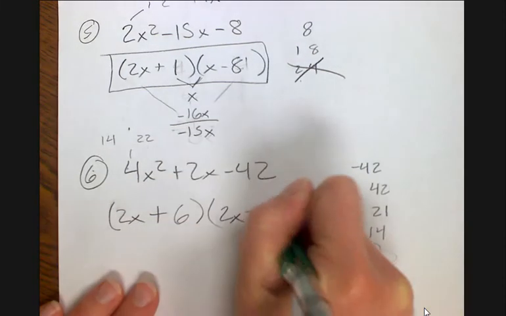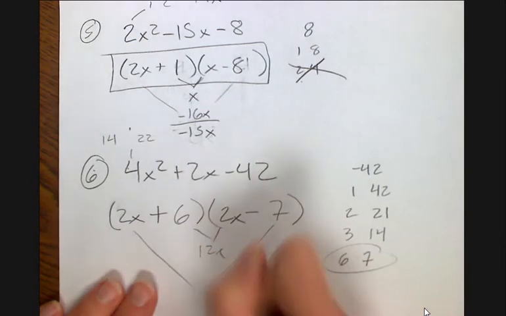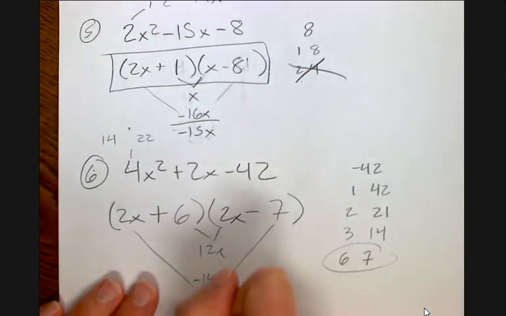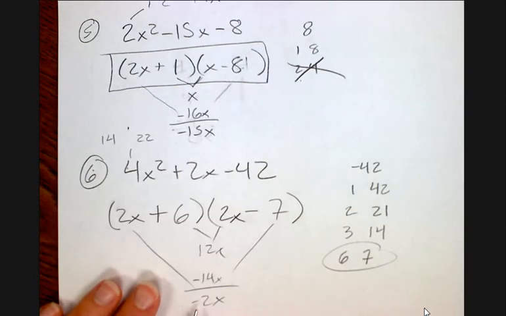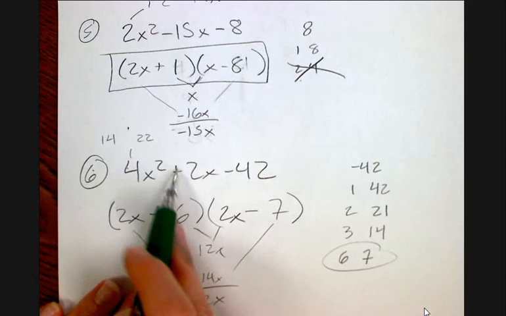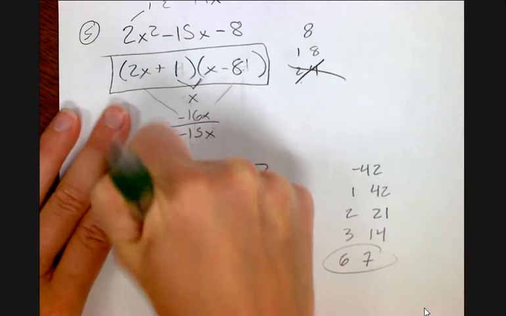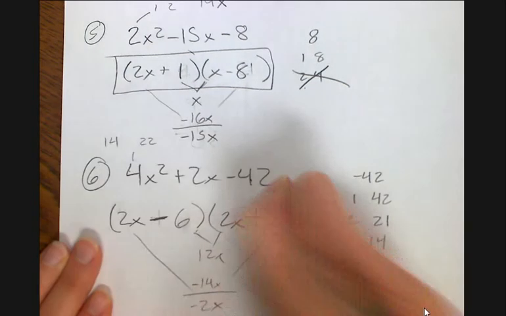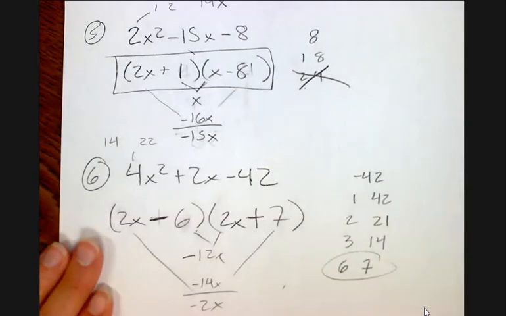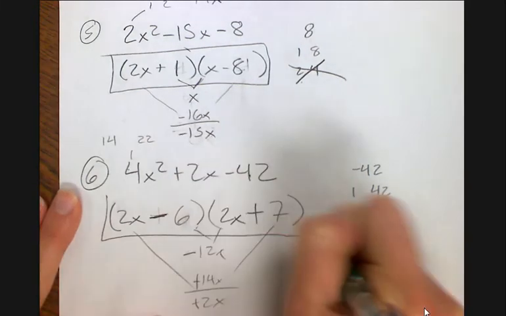Let's just try. 6 times 2 is 12x. 2x times 7 is negative 14x. This will give you negative 2x. Oh, hey, we're so close. We want positive 2x. All that means you do then is go back up to these signs and flip them. So have minus here and plus here. Now we get negative 12x plus 14x equals positive 2x, and we know that this is our factors.